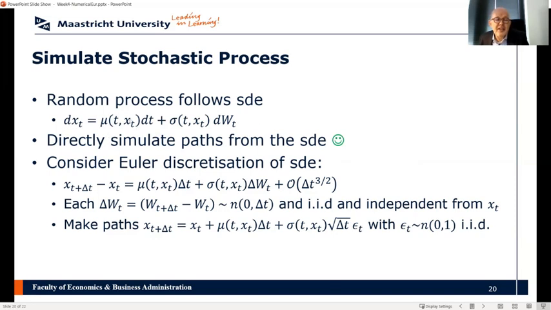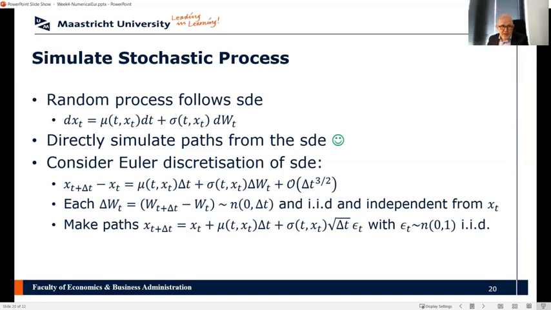dX = mu(t, X) dt + sigma(t, X) dW. And the functions mu and sigma can be whatever you want. This can be vector-valued stochastic processes with vector-valued Brownian motions. The nice thing about Monte Carlo simulation is if I know the stochastic differential equation, I am basically in business.